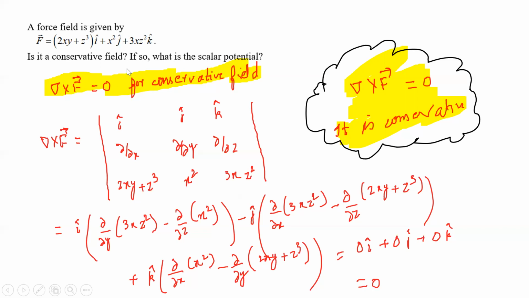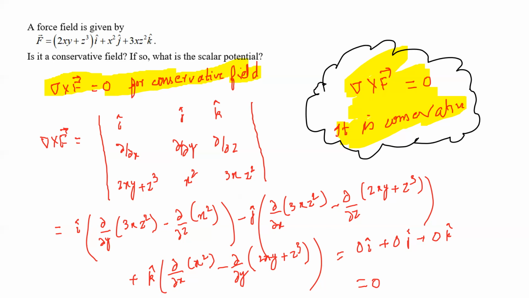So firstly, let's check whether this is a conservative field or not. For this, the curl of this function should be 0. So we have to calculate the curl, which is defined as the determinant of i cap, j cap, k cap; del by del x, del by del y, del by del z; and here you write the x component, y component, and the z component respectively. The x component is 2xy plus z cubed, the y component is x squared, and the z component is 3xz squared. If we solve this determinant, we get that the curl comes out to be 0. And if the curl is 0, we can say that this is a conservative field.